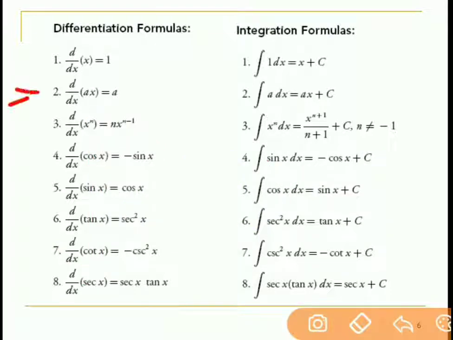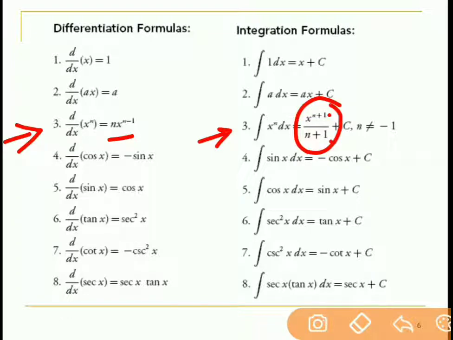Now let us look at more formulas over here. Differentiation of ax is equal to a, then integration of a into dx will be equal to ax. Now differentiation of x raised to n is n times x raised to n minus 1. Then the integration of x raised to n will be equal to what? x raised to n plus 1 by n plus 1. Now if you take the differentiation of the right hand side, then you will get x raised to n as the answer.